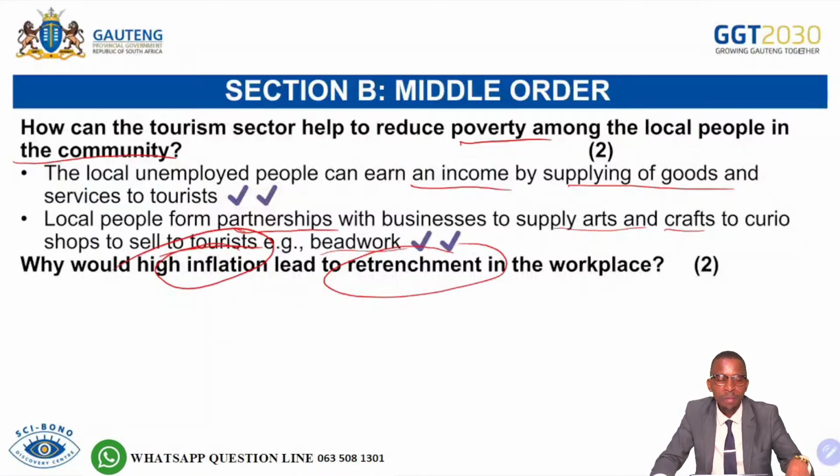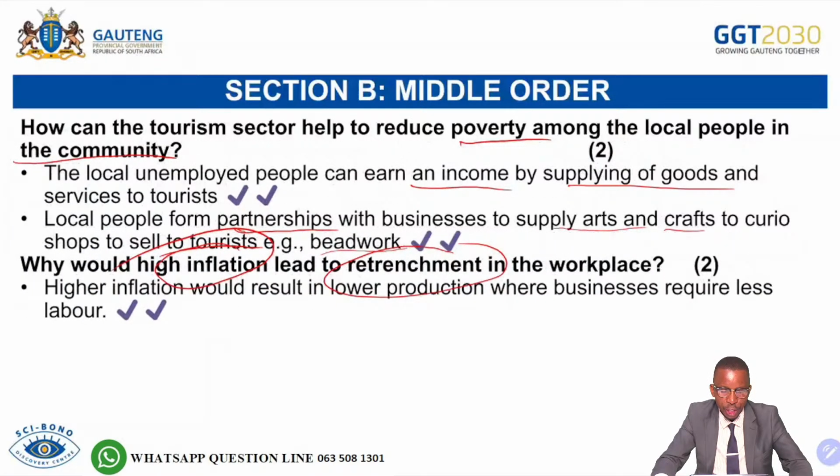So as the trade unions are starting to bargain for better wages and salaries, firms might find themselves increasing those wages and salaries at the expense of retrenching some employees, because remember, with more inflation, there will be less demand for goods and services. So there will obviously be less demand for labor, because if there are fewer people demanding goods and services, that means there is no need for much labor within the particular industry. Then there will be retrenchment.